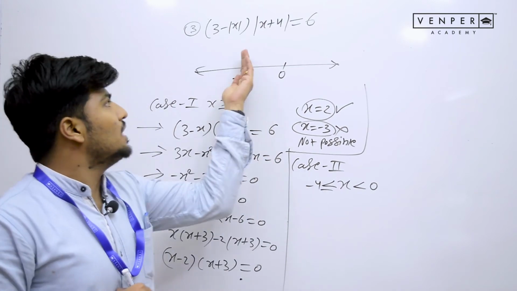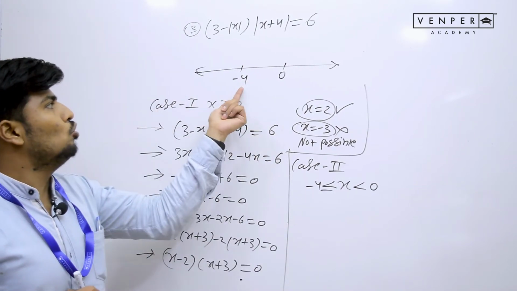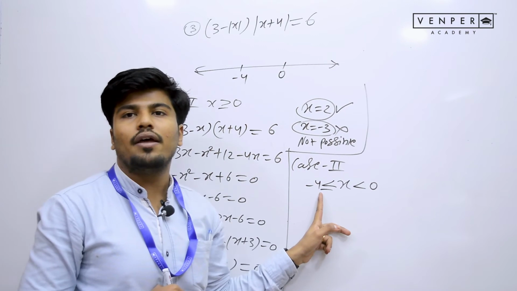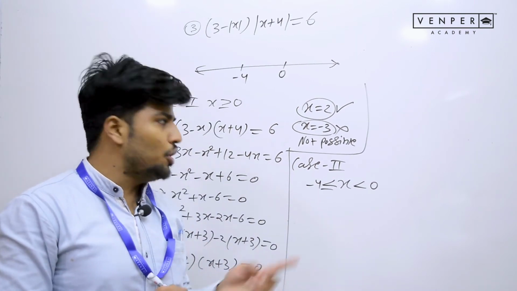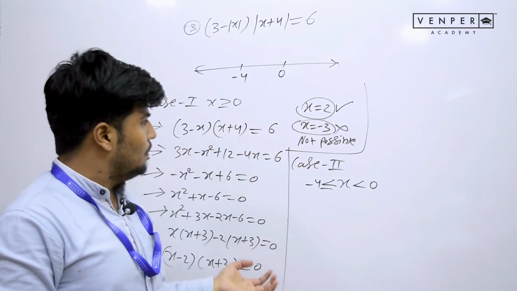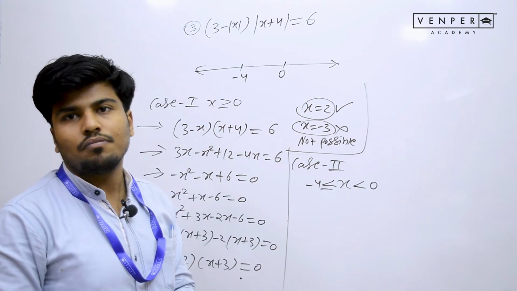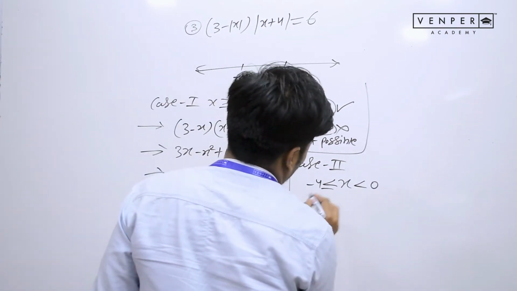Next time when I do -4 to minus infinity, I will not include -4 because I have already included it here. So these are the small points which you need to take care of. Otherwise the question will become unnecessarily complicated. I hope you are able to understand what I am trying to convey here.